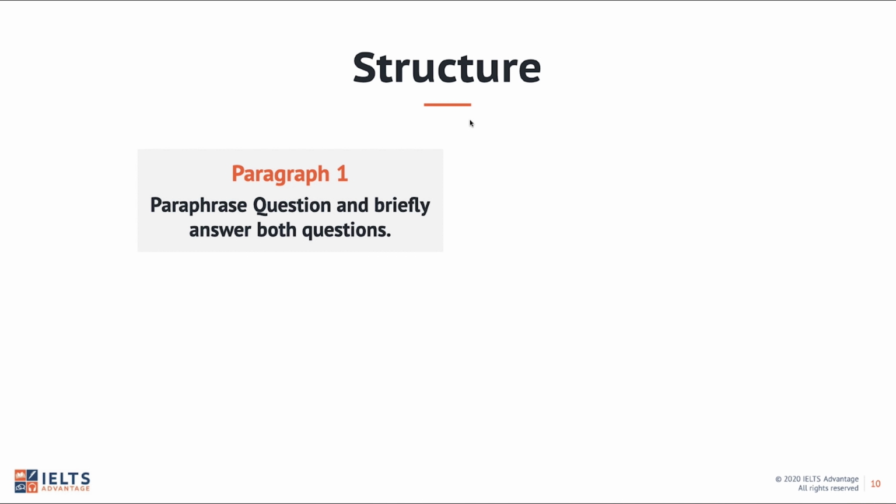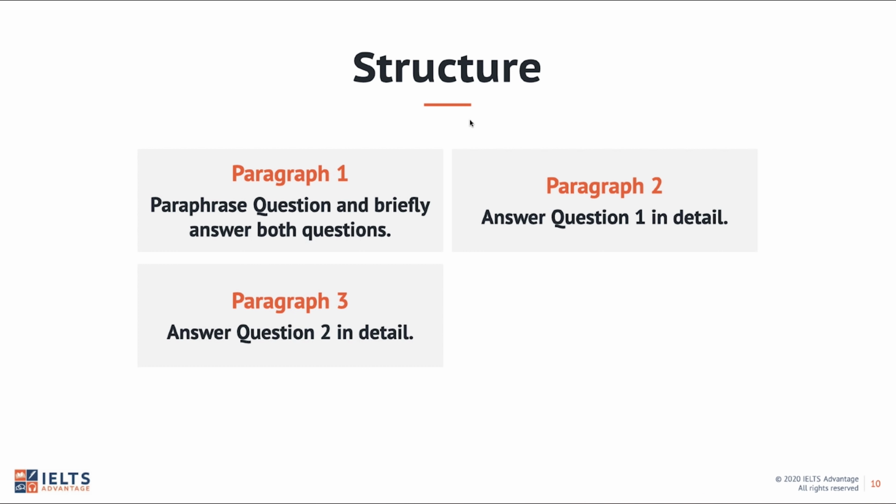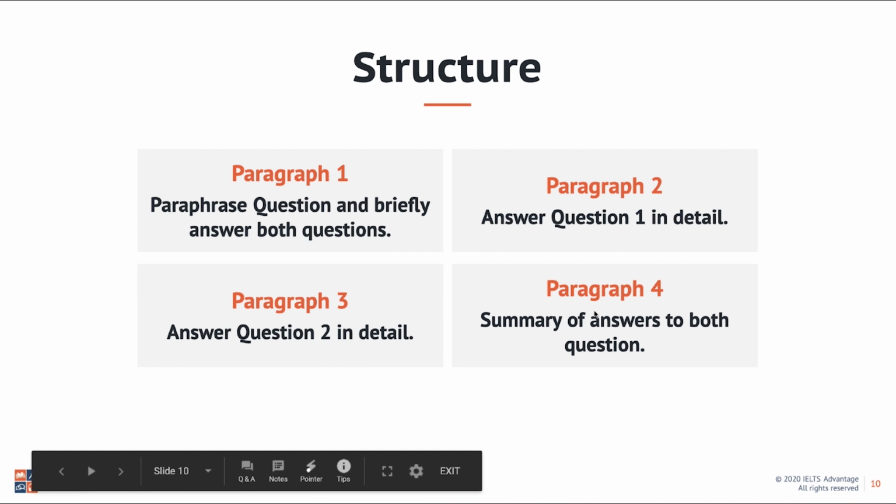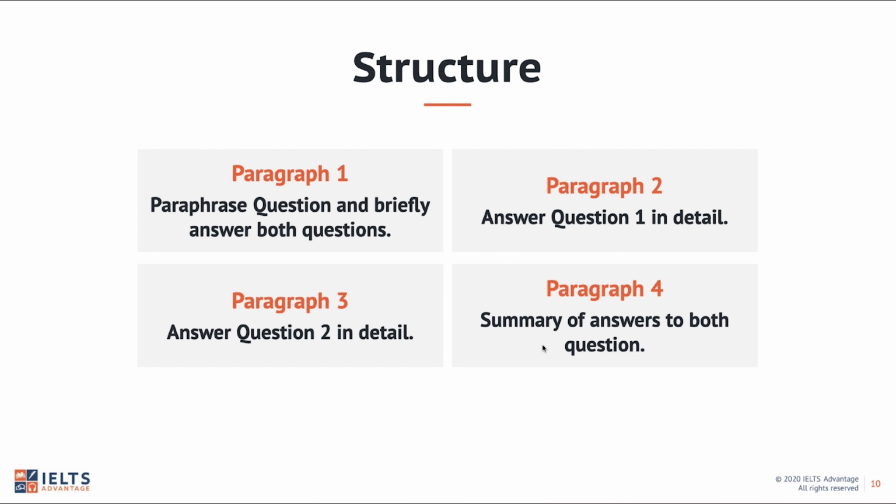So paragraph 1, we're going to write our introduction. In our introduction, we're going to paraphrase the question statement and briefly answer both questions. Then in paragraph 2, we're going to answer question 1 in detail. Paragraph 3, we're going to answer question 2 in detail. And then paragraph 4, we're going to finish off with our conclusion by summarizing our answers to both questions. So in our introduction, we're going to say, this is what I'm going to argue. Then our first main body paragraph answers question 1 in detail, the second main body paragraph answers question 2 in detail, and then in our conclusion, paragraph 4, we're going to summarize the answers to both questions.